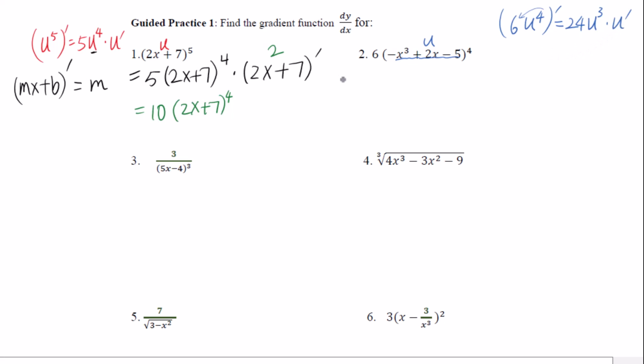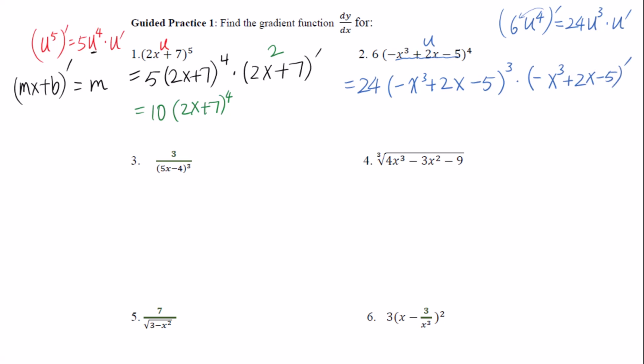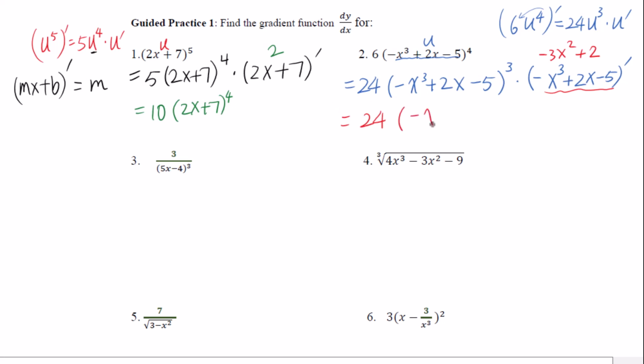So we plug in here. That equals 24. U is negative x to the 3rd power plus 2x minus 5, to the 3rd power, times negative x to the 3rd power plus 2x minus 5 prime. We need to figure out this derivative. That is negative 3x squared plus 2 by power rule. So your final answer will be 24 times negative x to the 3rd power plus 2x minus 5, to the 3rd power, then times negative 3x squared plus 2.